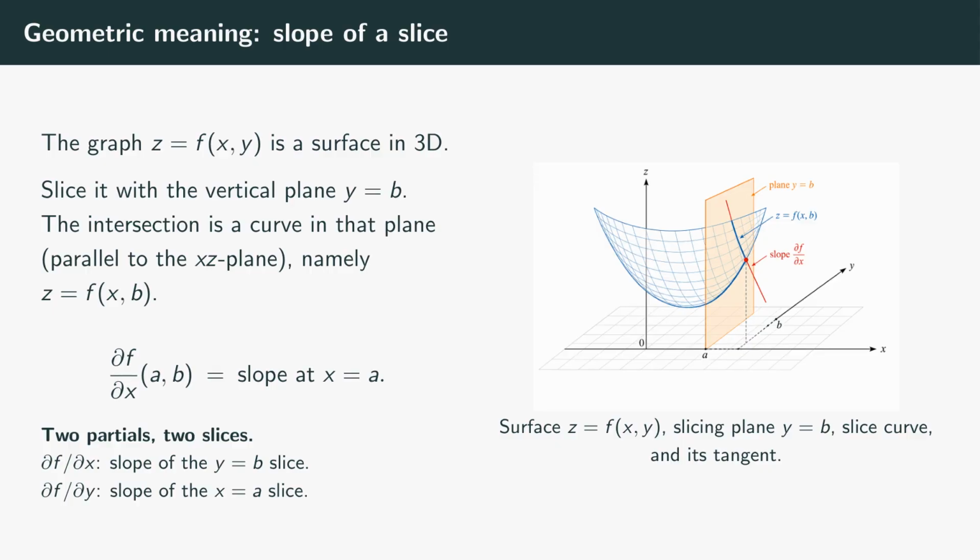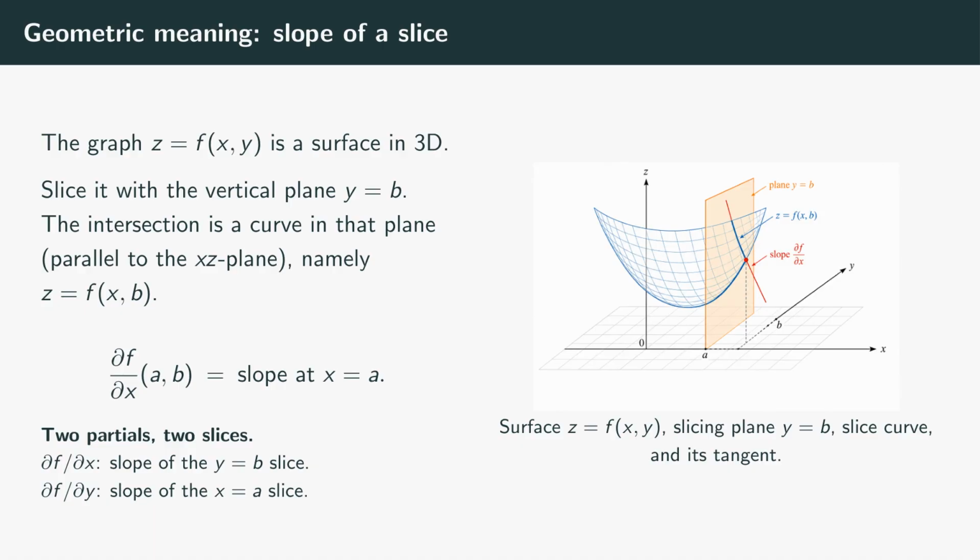Time to draw this. The graph of z equals f of x and y is a surface sitting above the xy plane. Take a vertical plane, y equals b, parallel to the xz plane, and use it to slice the surface. What you get is a curve, a one-dimensional object living inside that plane, described by z equals f of x comma b. Since y is pinned at b on this slice, the curve depends only on x, and the partial derivative of f with respect to x at the point a comma b is exactly the slope of the tangent line to this curve, at the point where x equals a.